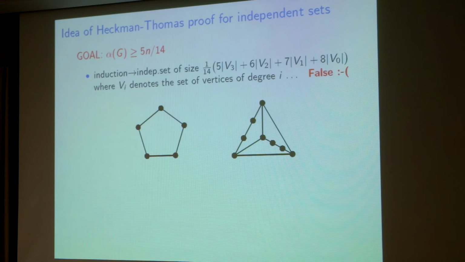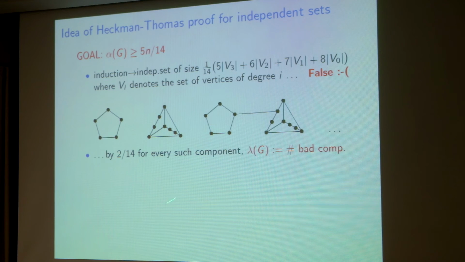Unfortunately, it's not true. For instance, you can take a 5-cycle, and if you do the computation, you are 2/14 off. You can also take this K4 with a perfect matching subdivided twice. You will be off by 2/14. You can also take 2 copies of those graphs, join them by a bridge, again do the computation, and it's 2/14 off. Whenever you start playing with the reasons why this statement is not true, you realize that it's 2/14 off.